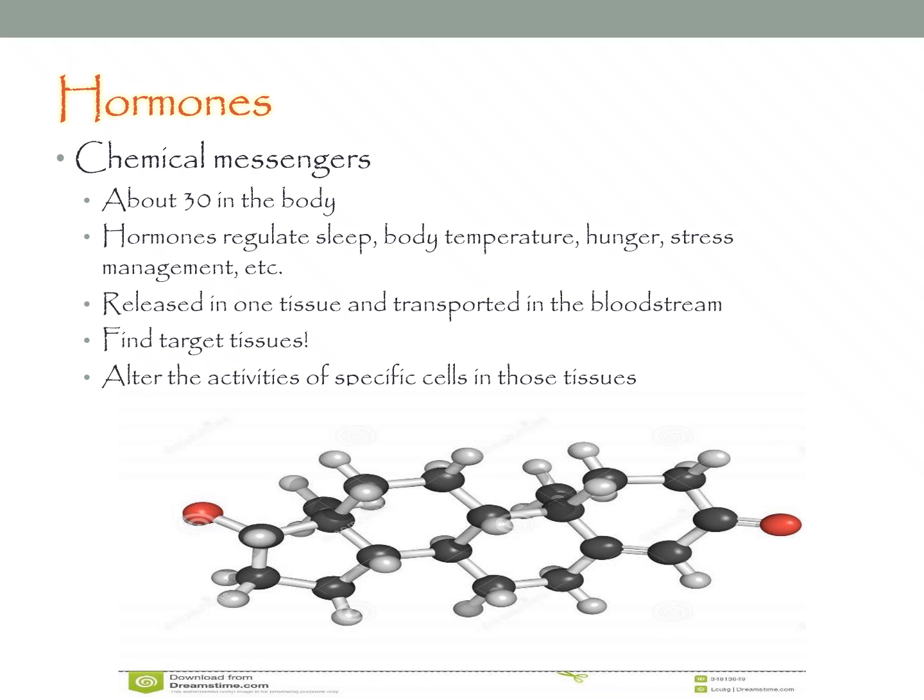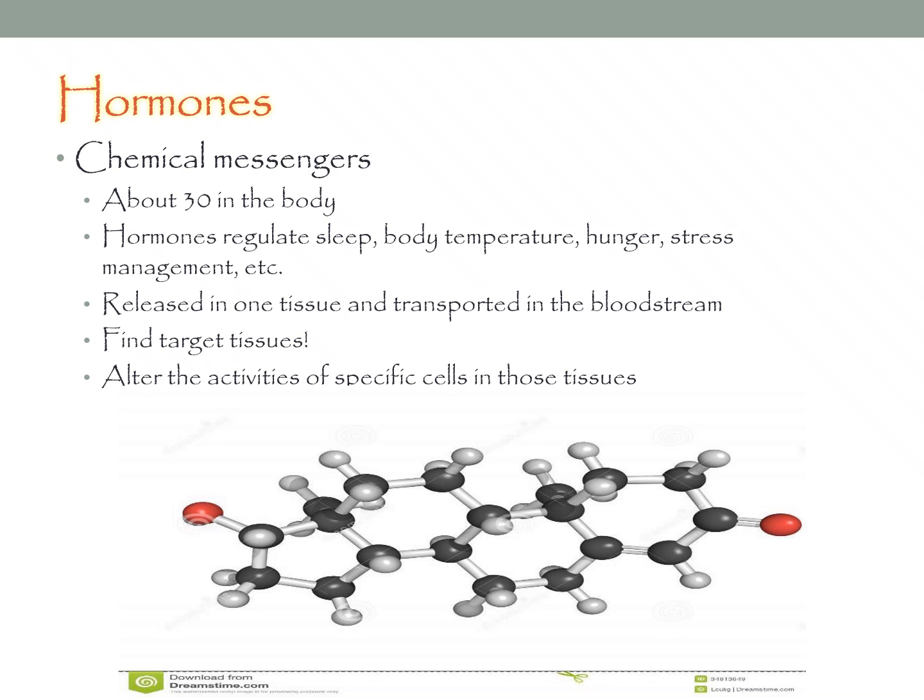So I told you in the previous slide that there's about 50 hormones in the body. I know the slide says 30, and different resources will tell you different numbers. That number is not incredibly important. That's just semantics. So hormones, among many other things, help regulate sleep, body temperature, hunger, stress management. Essentially, a hormone is released in one tissue from one gland and transported in the bloodstream. It's looking around for its target tissue. It's only going to match up with the receptor sites that it fits with.